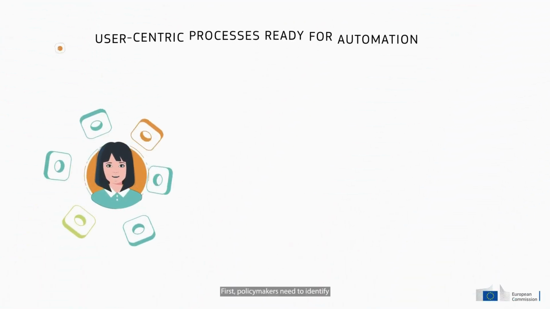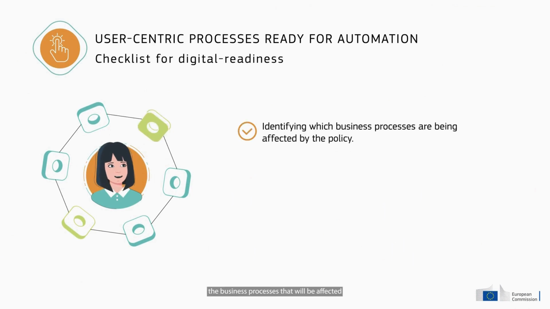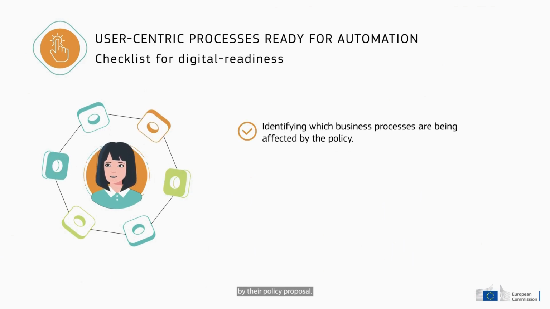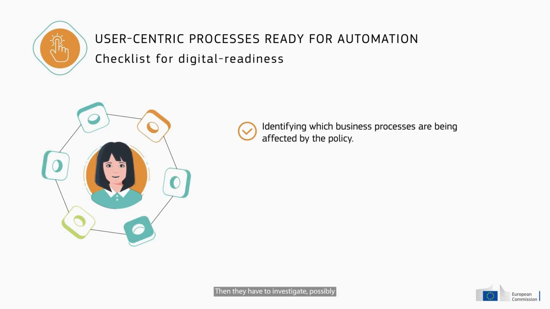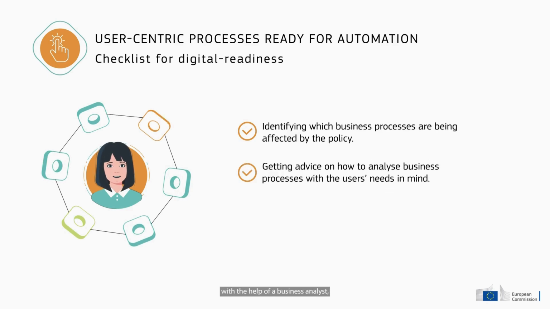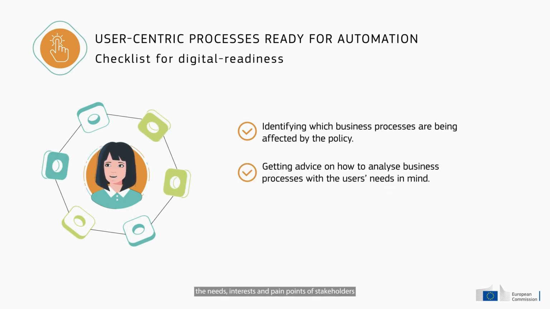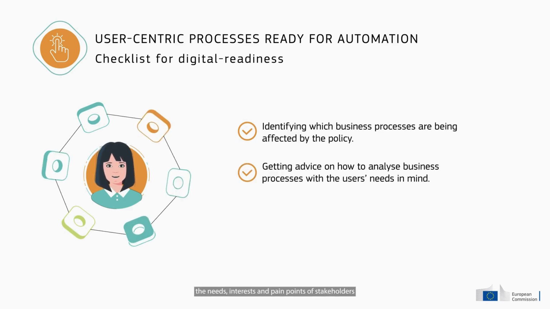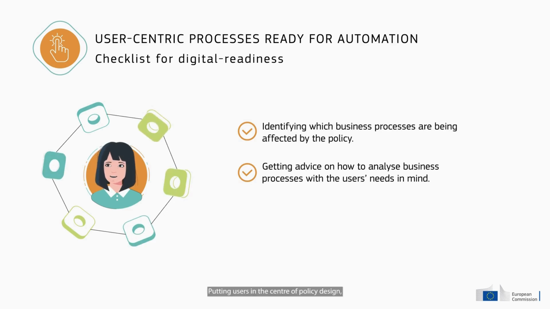First, policymakers need to identify the business processes that will be affected by their policy proposal. Then they have to investigate, possibly with the help of a business analyst, the needs, interests, and pain points of stakeholders towards those business processes. Putting users in the centre of policy design, meaning taking their perspective, should become one of the underlying principles of digital-ready policymaking.